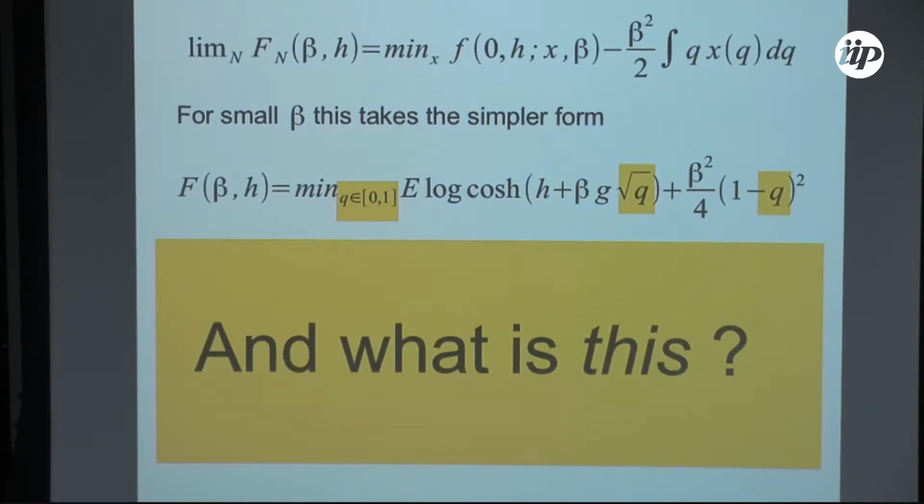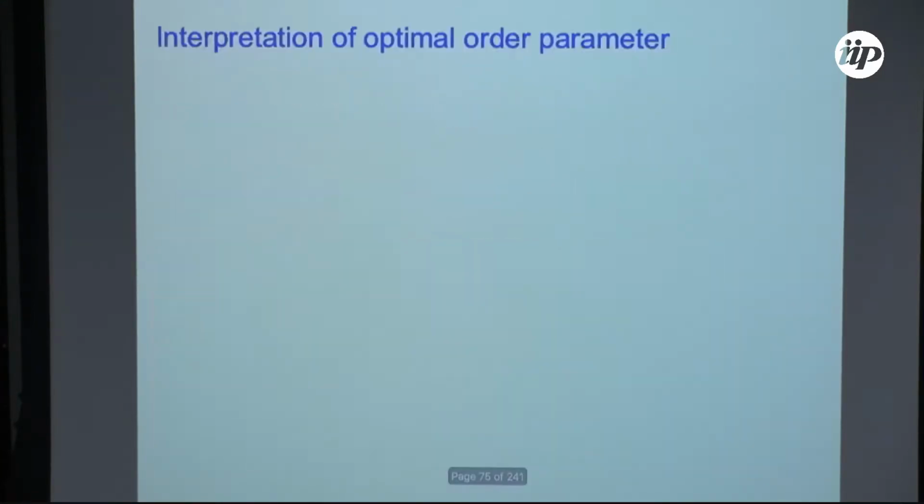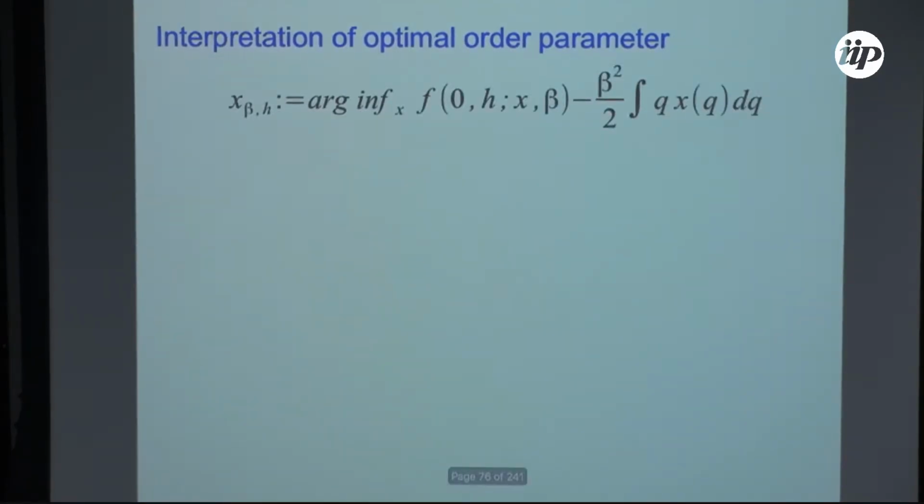Now, another question is, we're minimizing with respect to this number between 0 and 1, and you can ask, okay, what is this? This obviously has the nature of an order parameter, it drives the whole system, but what is it? There is one interpretation of the optimal order parameter, I'm not so sure it's a good one, and it goes as follows. You take the variational principle of Parisi, and you find the minimizer. In fact, this variational principle has a unique minimizer. It's been proven, I think, a couple of years ago. So you can define the minimizer uniquely.